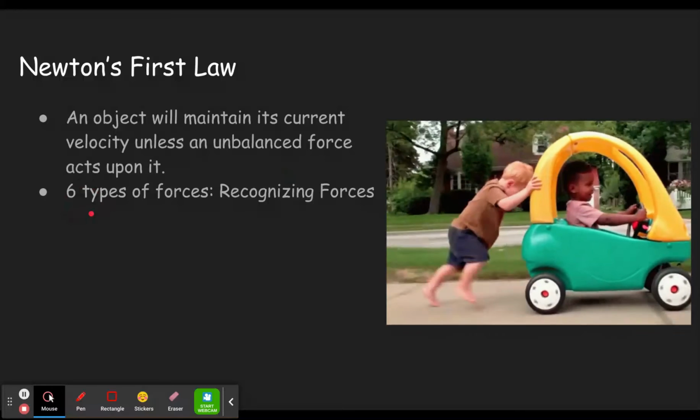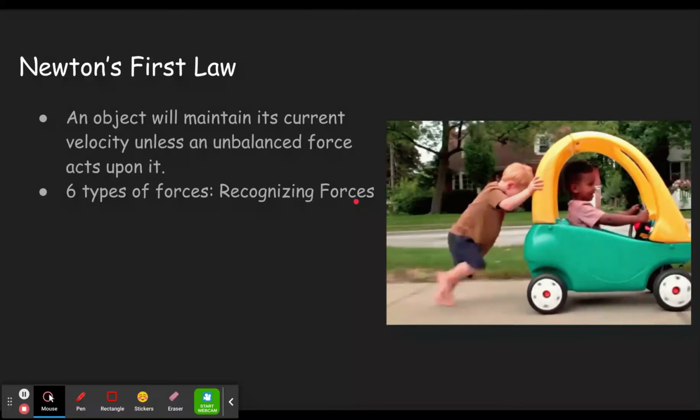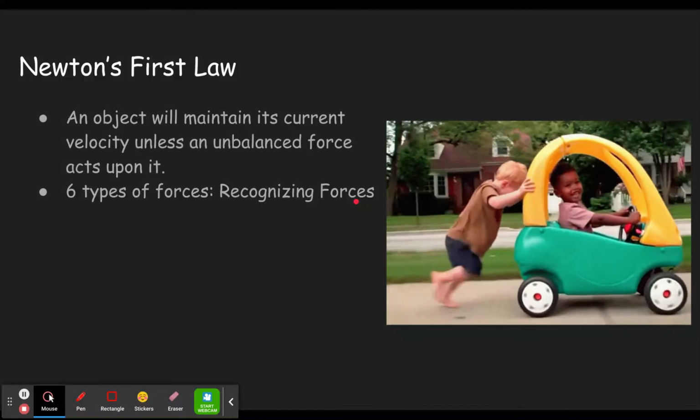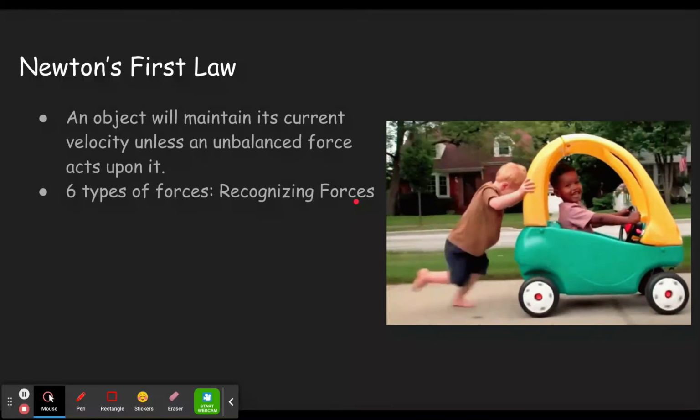I'm assuming you know the six types of forces mentioned in recognizing forces, which are air resistance, tension, gravity, normal force, friction, and applied force. So if you're unfamiliar with those, go to this link and review those.